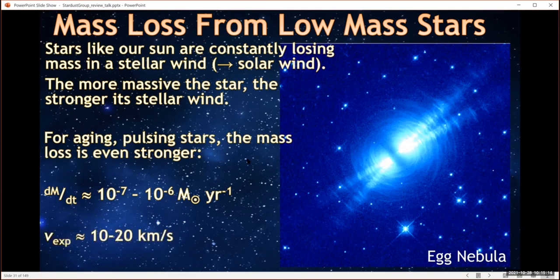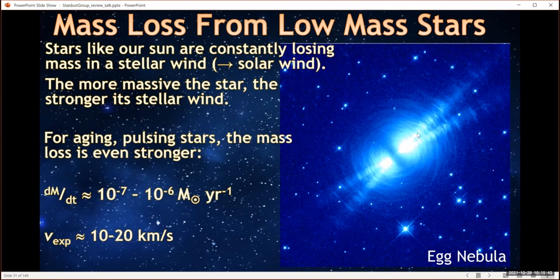At the same time, the expansion velocity, that is the velocity at which this material is moving away from the star, is only about 10 to 20 kilometers per second, which sounds fast, but our solar wind right now is moving at 200 to 1,000 kilometers per second. So you've got all this material moving away from the star, and it's not moving very fast, so the density of material is quite high in that region around the star. And so at some distance from the star, you start to form dust.